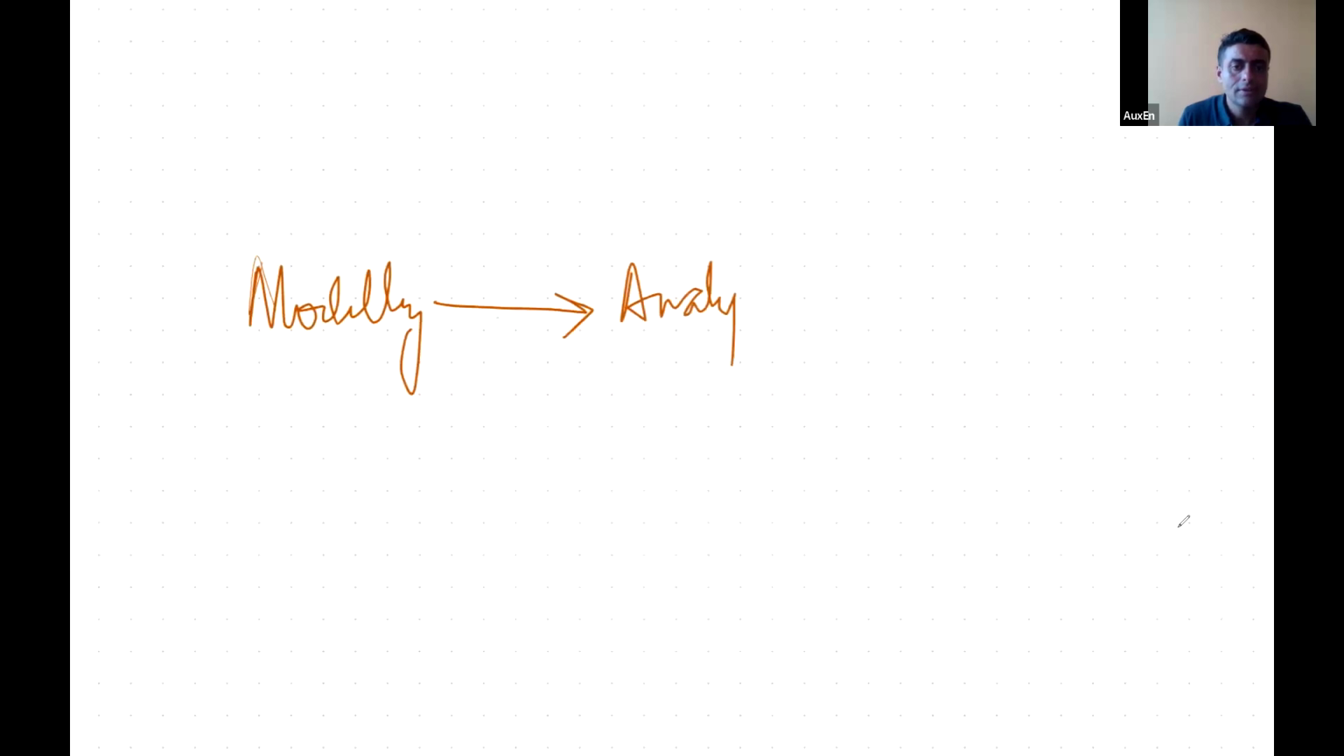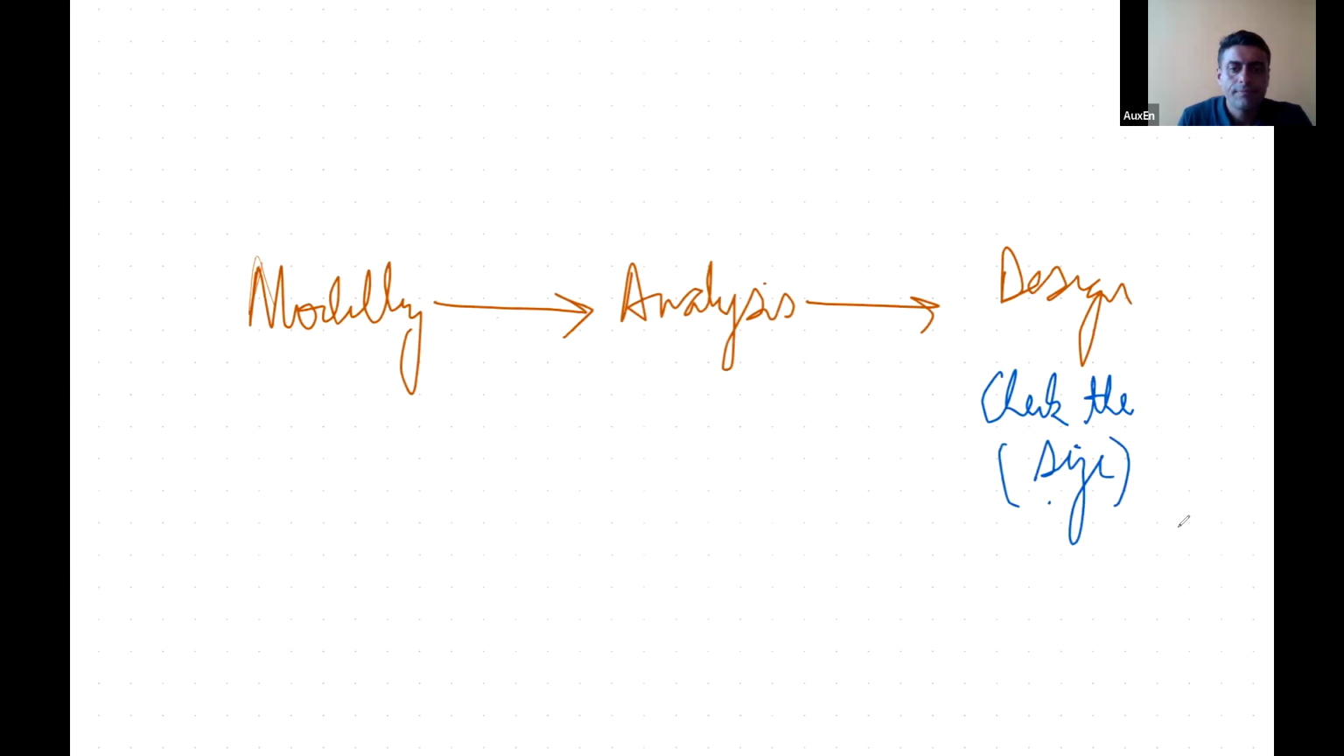After the modeling, we do the analysis. After the analysis, we go to the design. That means we are going to check the size that we have provided. If that size is insufficient, obviously we'll go back and change the size in modeling. Now tell me what will be a crucial problem in this RCDC that we are going to face.